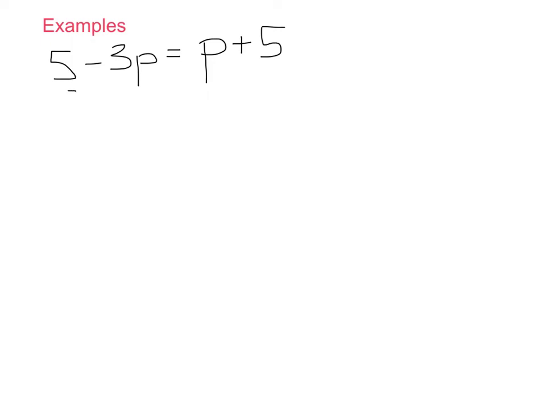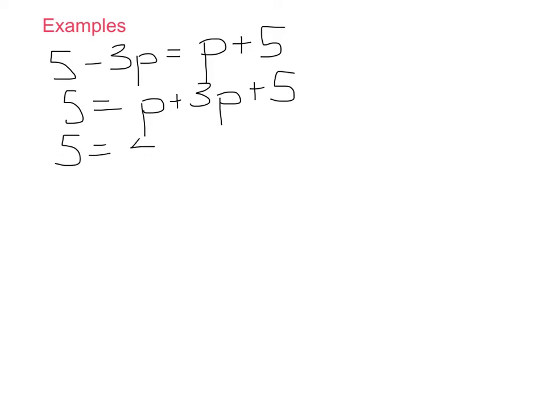I would go 5 equals, and we'll move the minus 3p and add it onto the right hand side. So 5 equals minus 3p, and you've got 1p, so 4p plus 3p plus 5. So 5 equals 1p plus 3p is 4p plus 5.